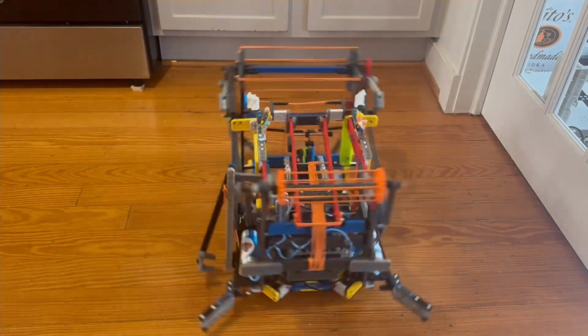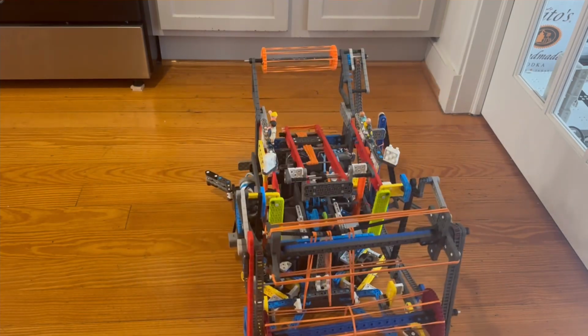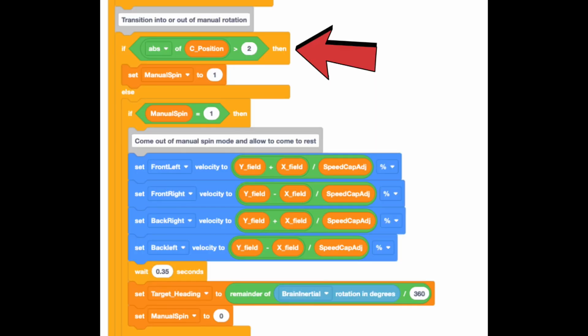Next, we need to be able to manually turn the robot. If our controller is outside a dead zone, we set manual spin mode, which uses the controller inputs later on to control the rotation. But if we're in the dead zone and we were manually spinning, we hold the motor velocities where they are, other than the rotation portion, pause for the rotation to come to a rest, and then set the new target heading for the heading we're at.